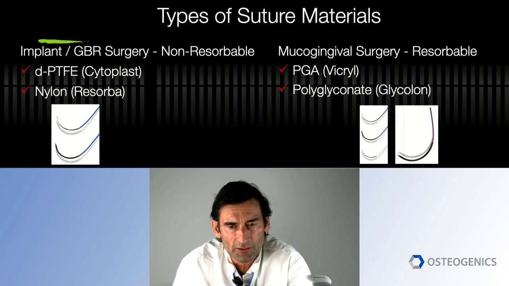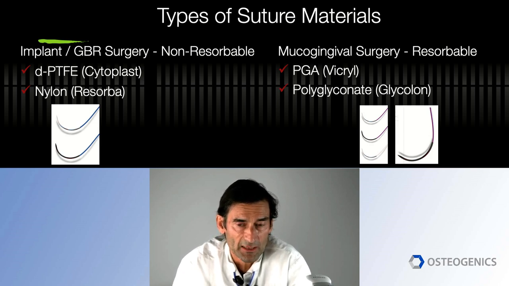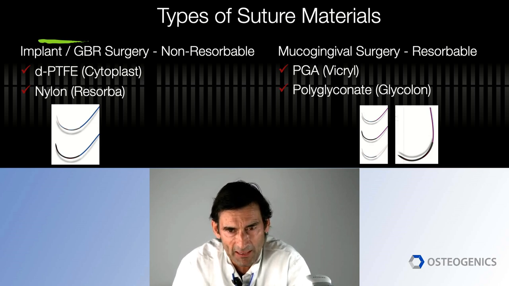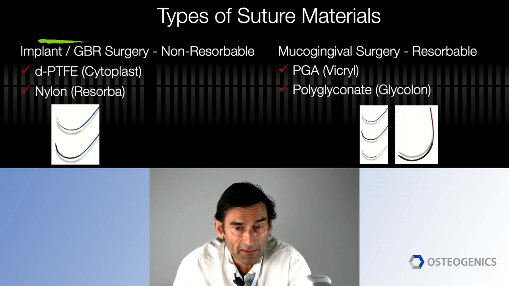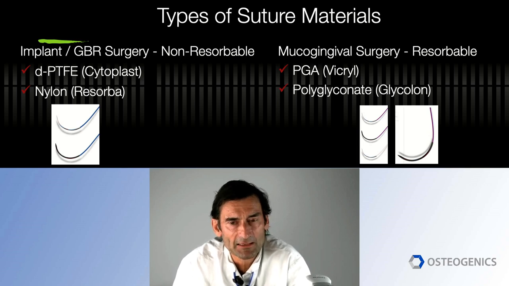So usually, and that's in most of the cases, when I say most, I would say 80 to 90%, it's for mucogingival surgery. So anytime you're going to do any kind of periodontal flap procedure, anytime you're doing any kind of soft tissue procedures around implants, a mucogingival procedure, let's say uncovering or any kind of grafting of soft tissue, it's resorbable. Okay, so that's already distinctively different.